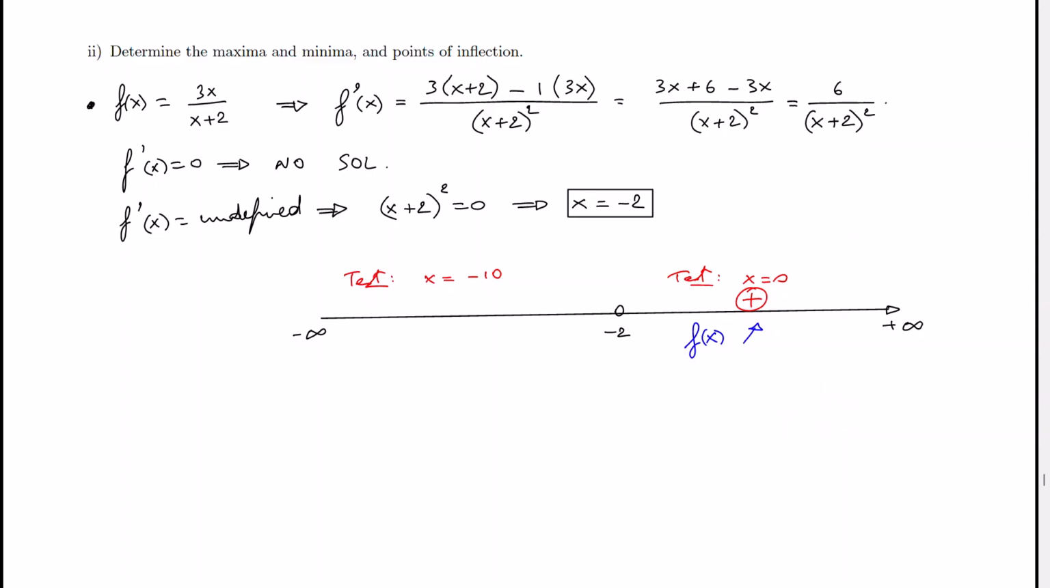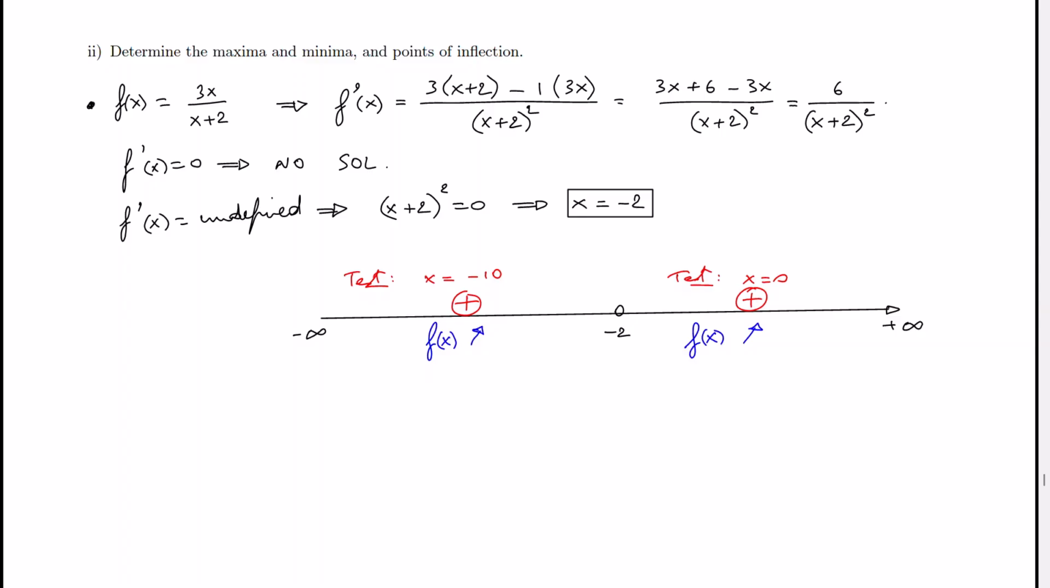Now, what about -10? If I plug -10 into this derivative, I'm going to end up with 6 divided by -10 plus 2, everybody squared. So this is basically 6 divided by -8 squared. And again, regardless of what you do, it's going to be simply positive, because -8 squared will become a positive value, and 6 divided by a positive value will still be positive. So again, the function f of x will also be increasing on the interval before -2. So we don't have any maximum, we don't have any minimum, we just have a function that increases before and after the value -2.